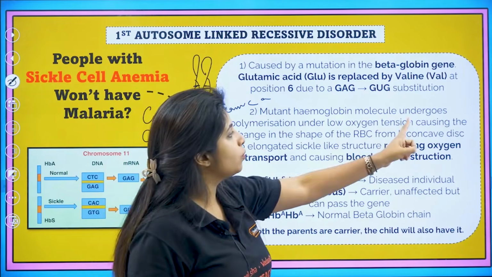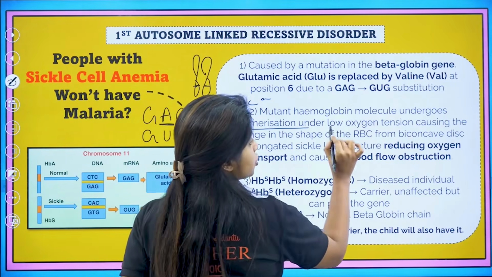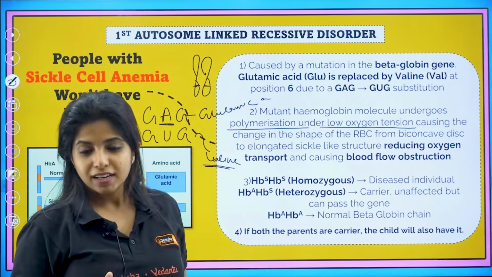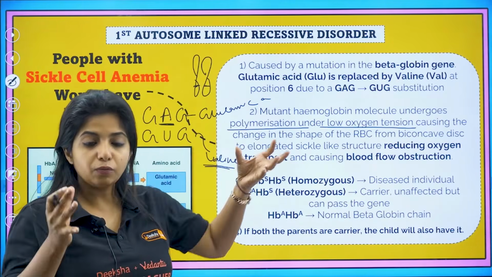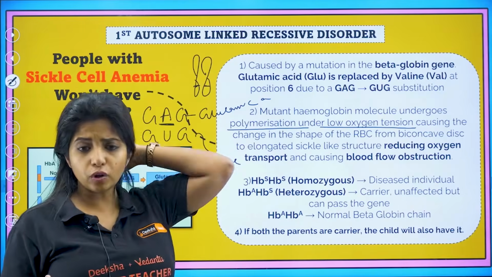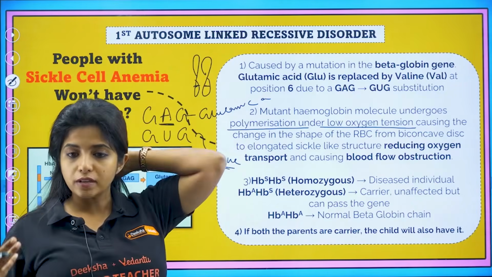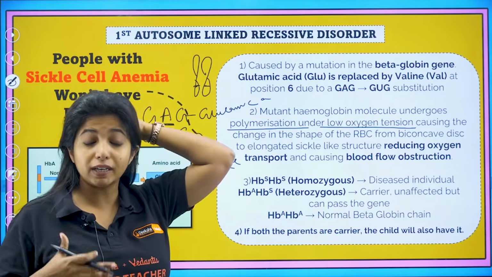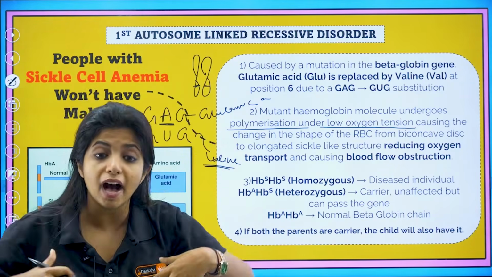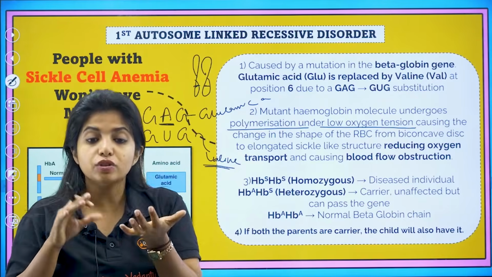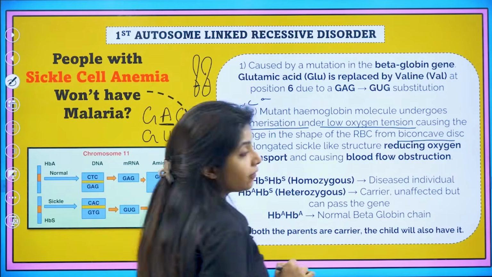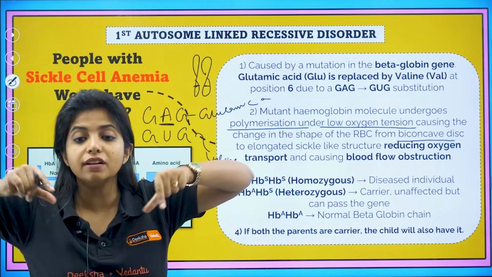Now, the mutant hemoglobin molecule undergoes polymerization under low oxygen tension. Since this beta globin is not that great, it won't be able to capture oxygen also, and there will be some changes in the hemoglobin structure, which will later lead to a change in the structure of the RBC. The RBC, which was usually biconcave in shape, will now turn towards sickle shape.